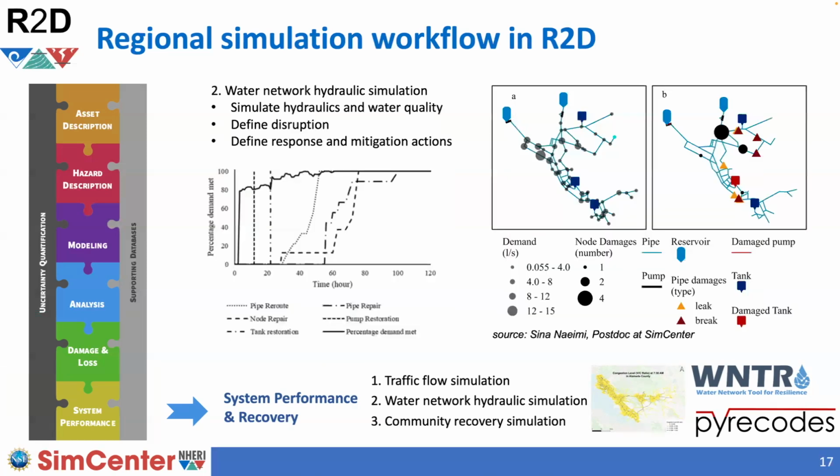Another system performance tool we are developing is water network hydraulic simulation, where we can simulate hydraulics and water quality delivery after defining the disruption and the response and mitigation after natural hazard events. Using this, we can quantify which areas may go out of water service and how long this outage will last.